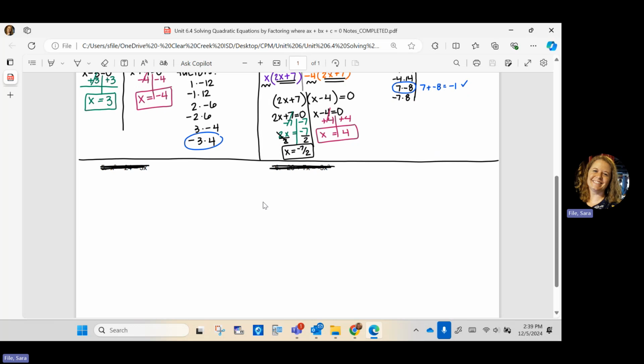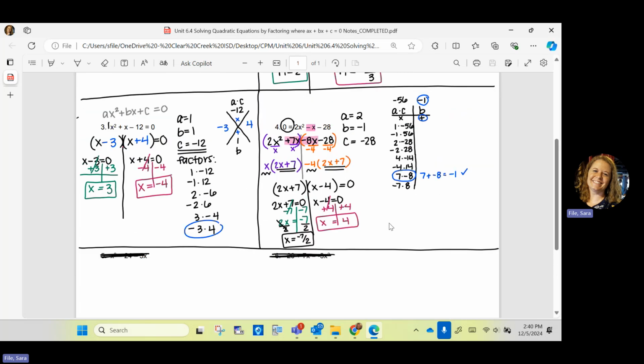There were a couple examples down here, 5 and 6. They weren't set equal to 0, so I'm not going to bother doing them today or in this video, because that's what we're talking about in 6.5. We'll look at those types of questions when they're not already set equal to 0 in 6.5.